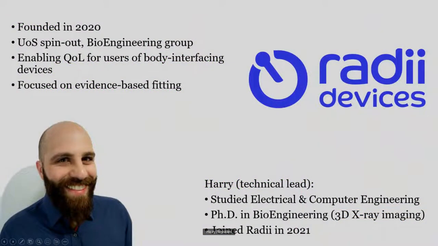Radii Devices was founded in 2020 as a spin-out of the University of Southampton bioengineering group. Our goal is to improve the quality of life for users of prosthetic and body-interfacing devices. And this can be prosthetic devices for limbs, ventilator masks, hearing aids, earbuds, etc. We do so by leveraging historical data to improve fitting with evidence-based methods.